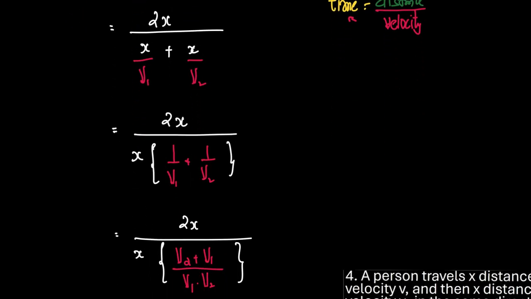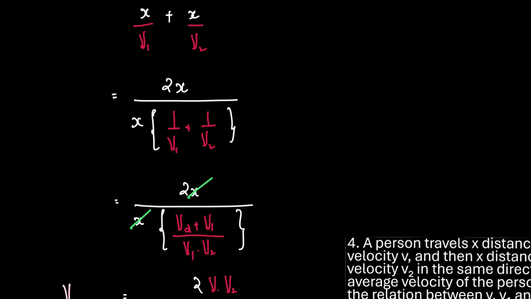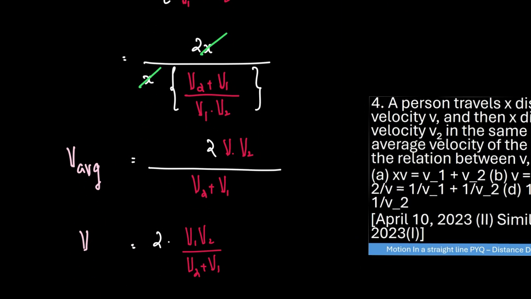Now if I take this x out from these two terms, what I get is x into 1 by v1 plus 1 by v2. And what happens to this x? x by x is 1. 1 by v1 plus 1 by v2 is v2 plus v1 by v1 v2. Okay. Therefore, v average is equal to 2 into, what happens to this denominator? Gets reciprocal, so that becomes 2 into v1 v2 by v2 plus v1.